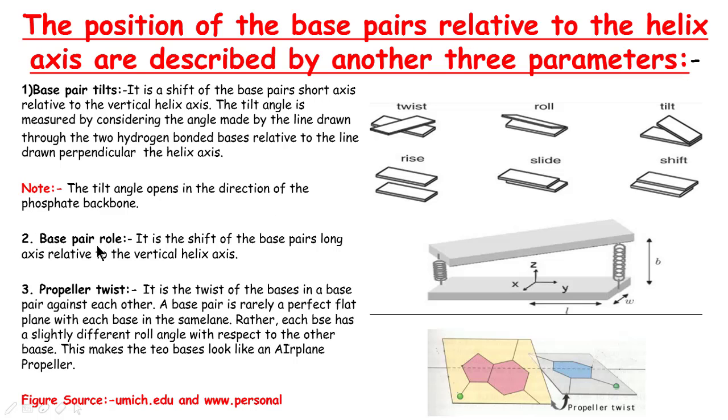This is the base pair roll. What is the base pair roll? It is a shift of the base pair long axis relative to the vertical helix axis. What is the propeller twist? The twist of the bases in a base pair against each other. A base pair is rarely a perfect flat plane with each base in the same plane. Rather, each base has a slightly different roll angle with respect to the other base. This makes the base pair look like an airplane propeller.